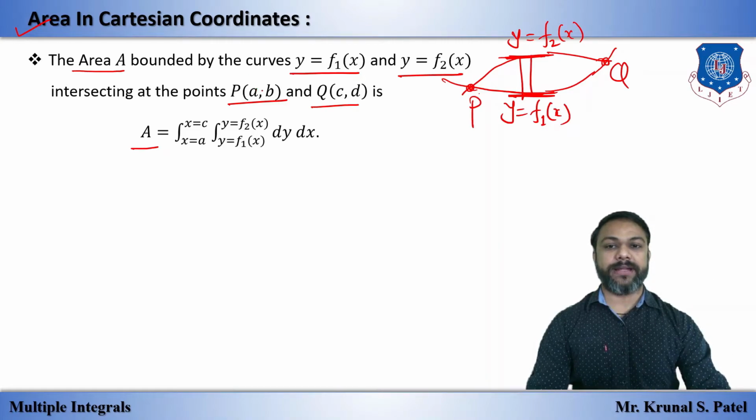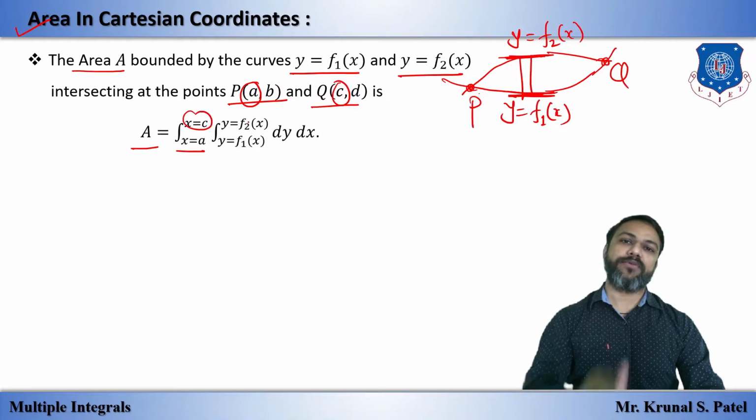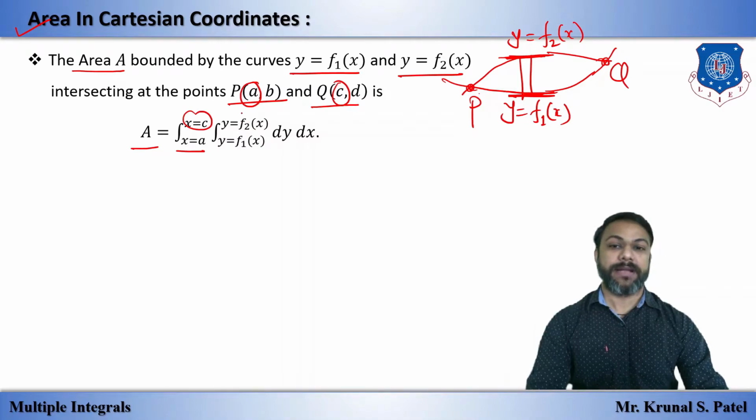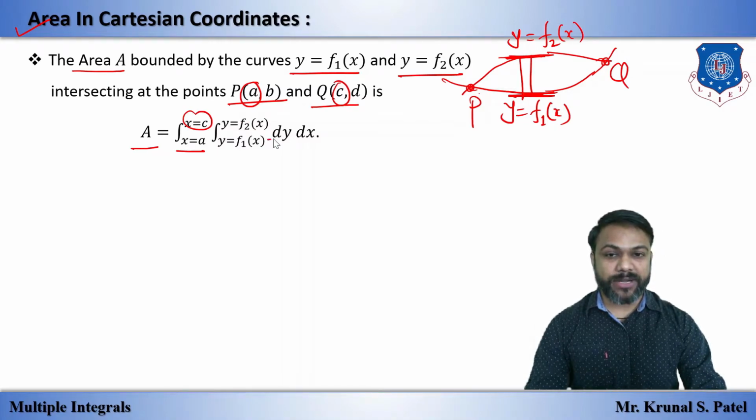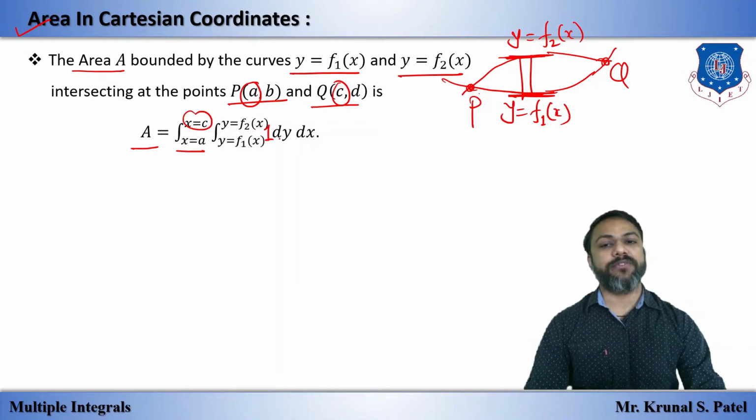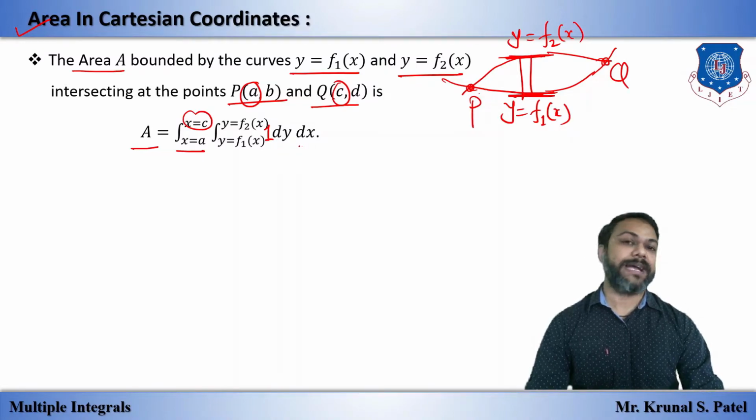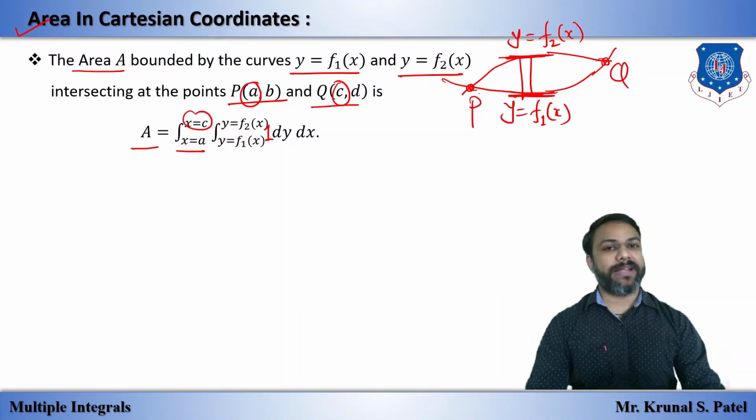So we take the limits of x from a to c. So we have x is equal to a to x is equal to c, and the limit of y from lower to upper. Same concept, but here the function is only 1. And then dy dx. Why dy dx? Because we have taken a vertical strip.